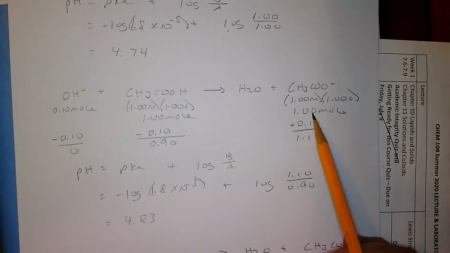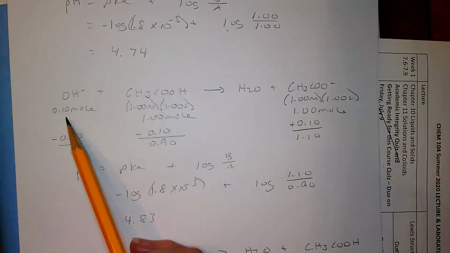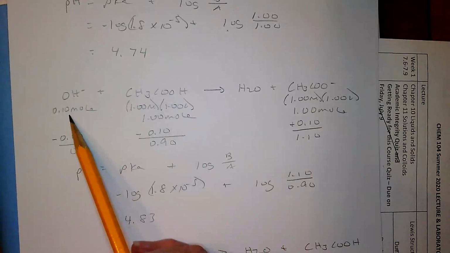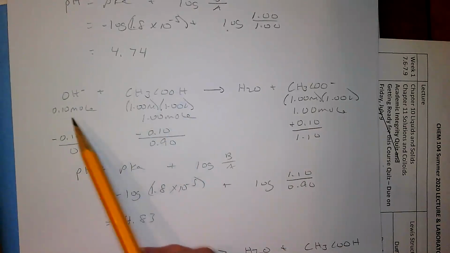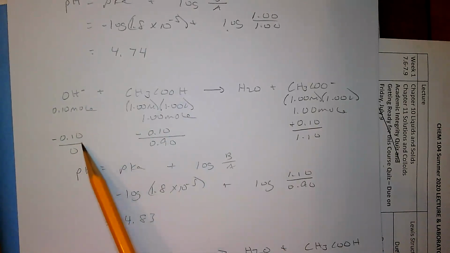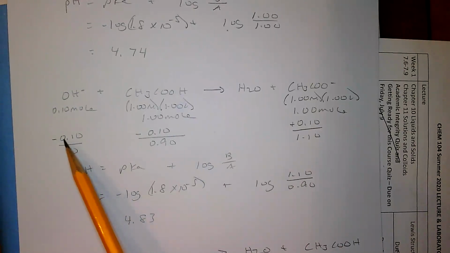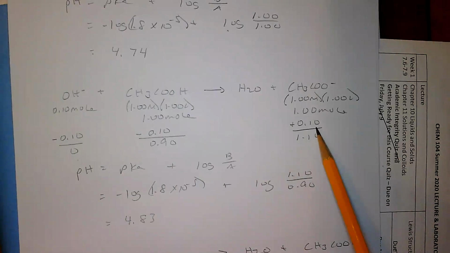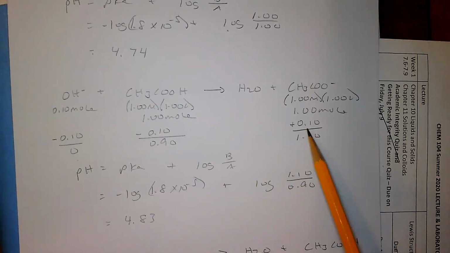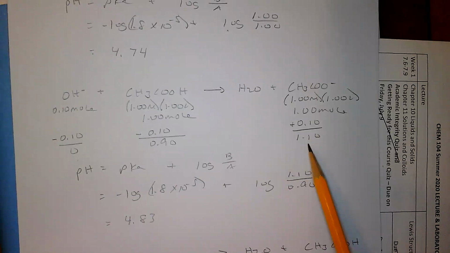We can figure out the moles of the acetate ion. So we have 0.10 moles of hydroxide and 1 mole of our acetic acid. The hydroxide is going to be our limiting reactant. It completely reacts in a 1-to-1 ratio. So we're going to have 0.90 moles of acetic acid left over. Now, we're also going to be producing 0.10 moles of acetate ion. So we're going to have 1.1 moles after all of the hydroxide has been completely reacted.